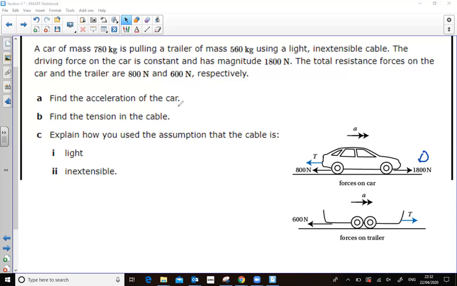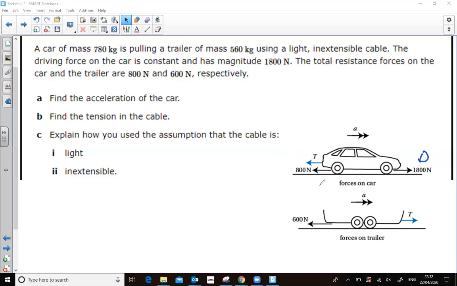Okay, so you can see in both the diagrams, here we've got two unknowns. One of them is the acceleration and the other one is the tension. Well, we could, of course, write down two equations, one equation for the force acting on the car and one equation for the force acting on the trailer.